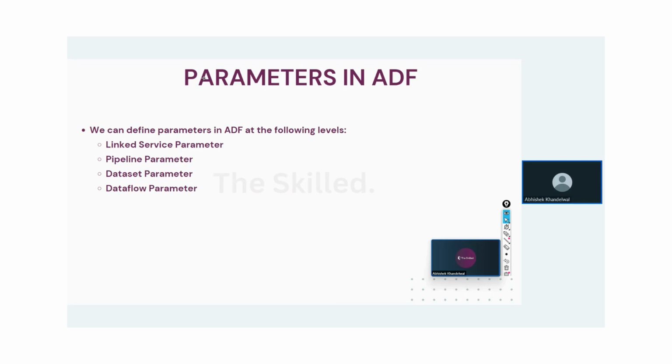In data factory, we have four different parameters: linked service parameters, pipeline, dataset, and data flow parameters. In today's video, we will be covering the first three: linked service, pipeline, and dataset parameters. To demonstrate it, we will head to our data factory. First of all, we will see what a linked service parameter is.